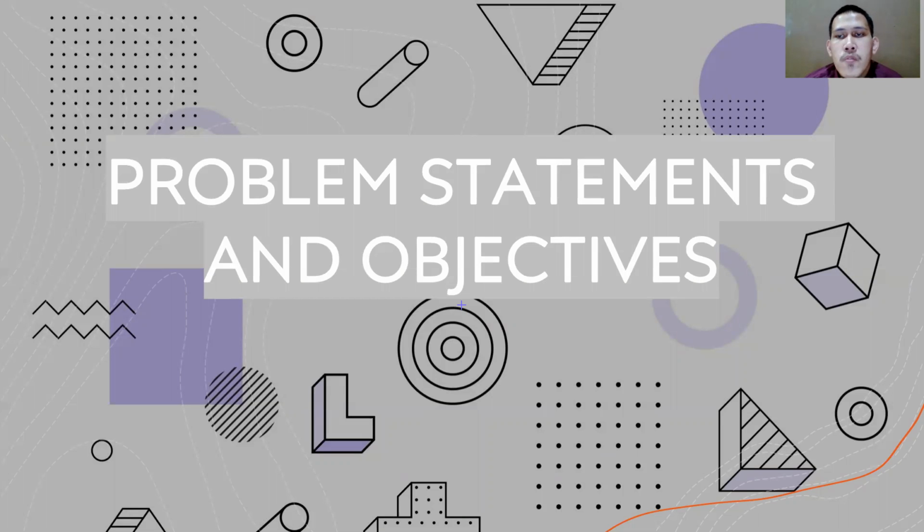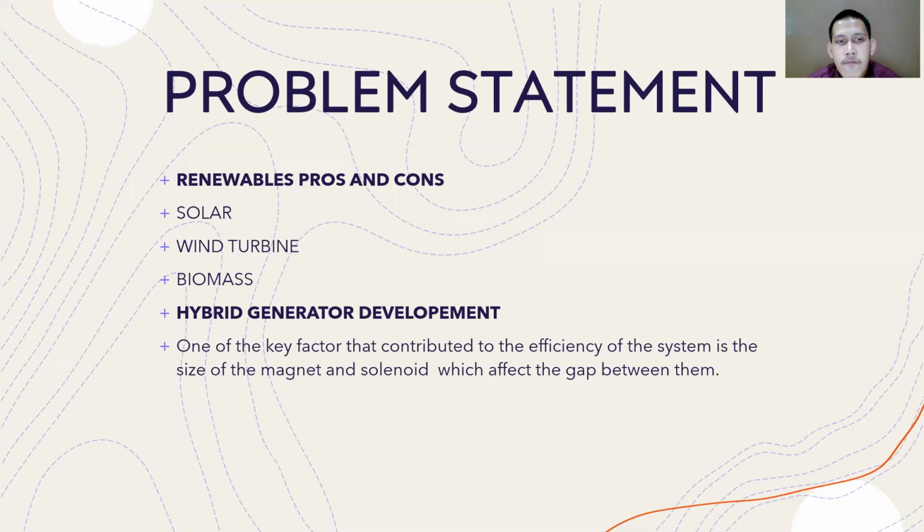And for the problem statement and the objective, as we know, every single type of renewable energy has its own pros and cons. For solar, it is quite a problem for a place or country where the nighttime is longer than the daytime.